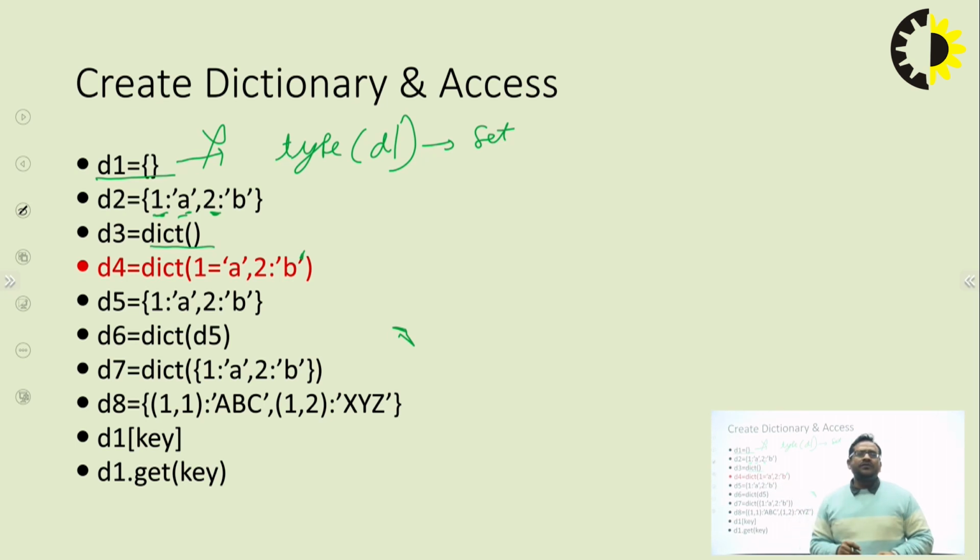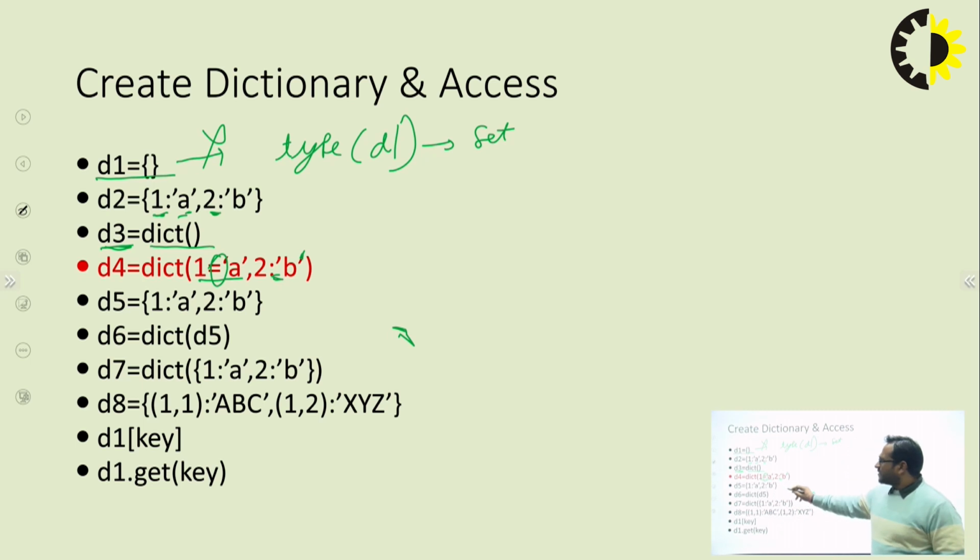By using the dict function, you can create an object D3, and D3 is now of dictionary type, right? So D3 is a dictionary variable which stores key-value pairs, and this D3 has zero elements. Next is D4. You never use equal to in a dictionary, you always use the colon here.